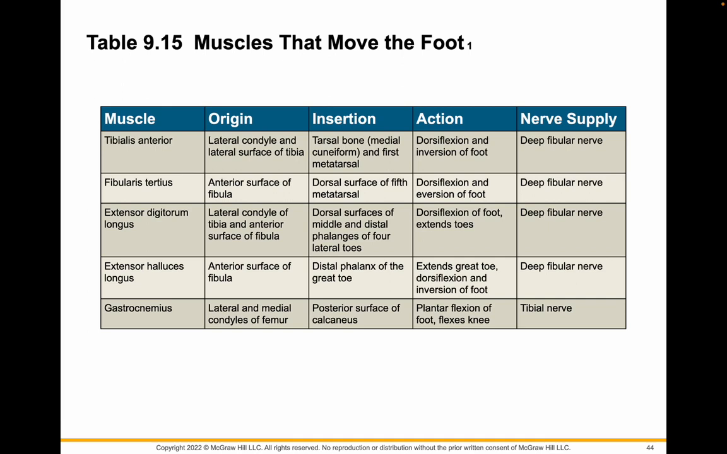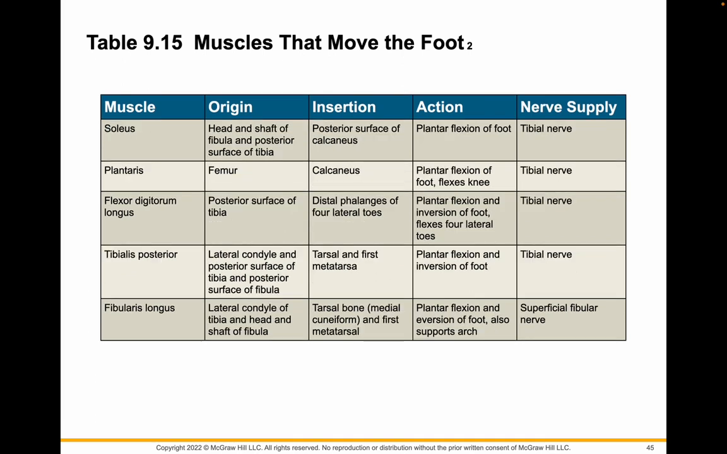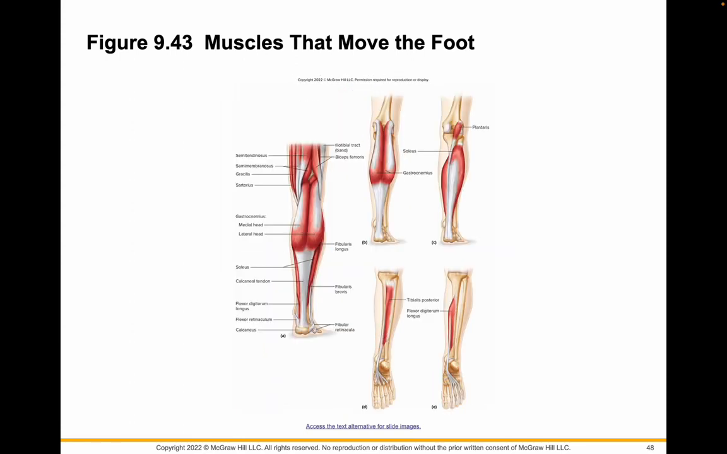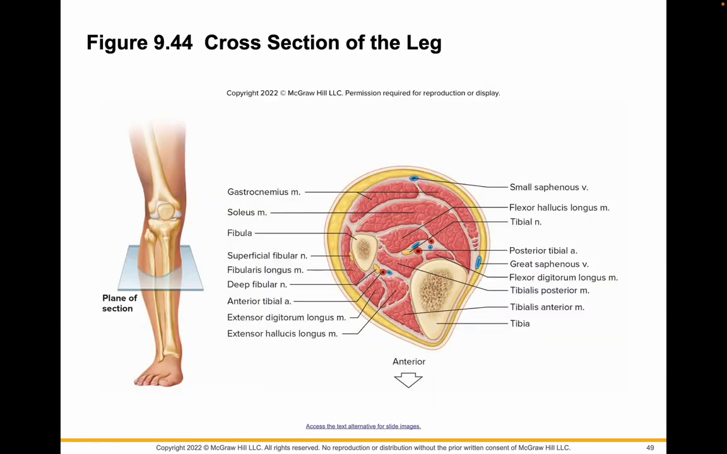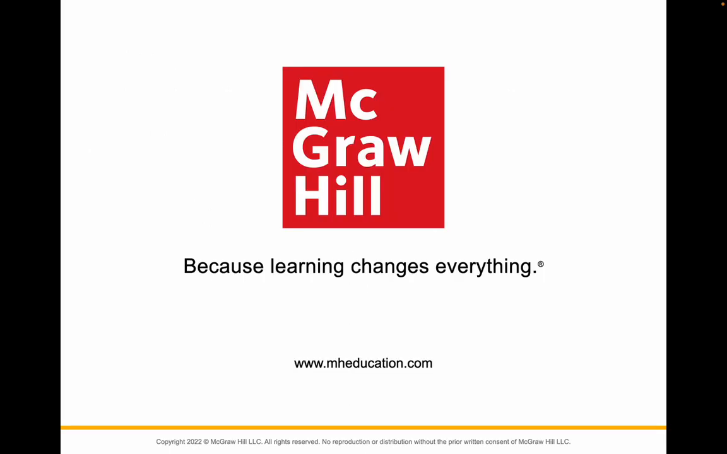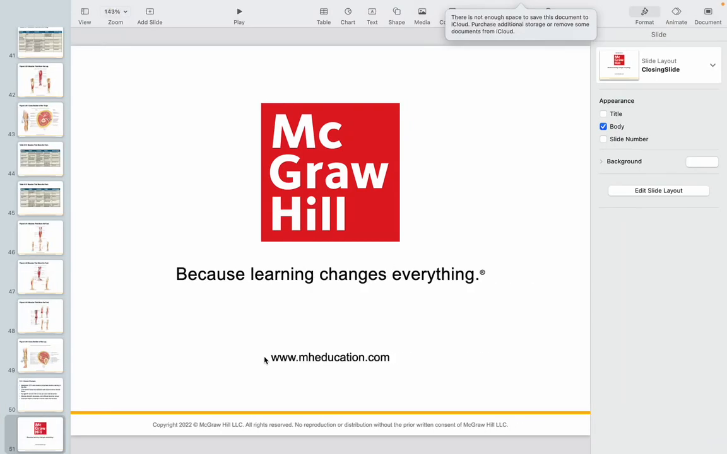Tibialis anterior, gastrocnemius, soleus, tibialis posterior. Don't need the cross sections, and don't need the lifespan on that. And that is the chapter on muscle.